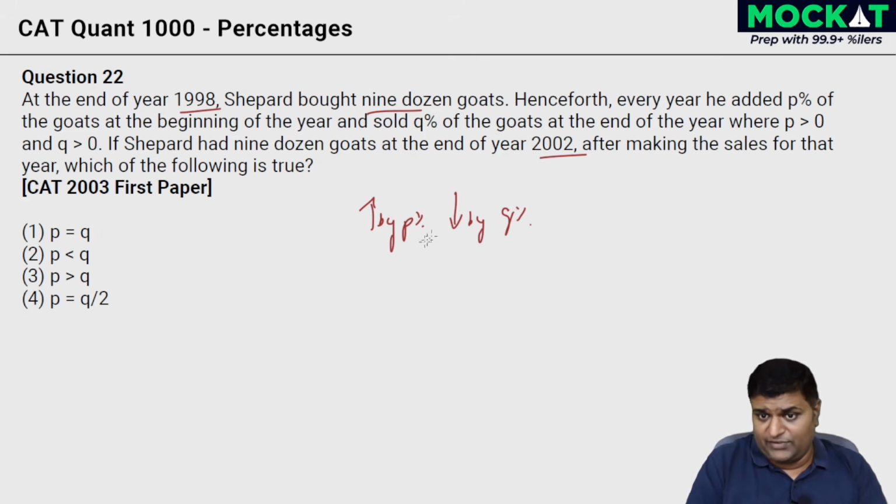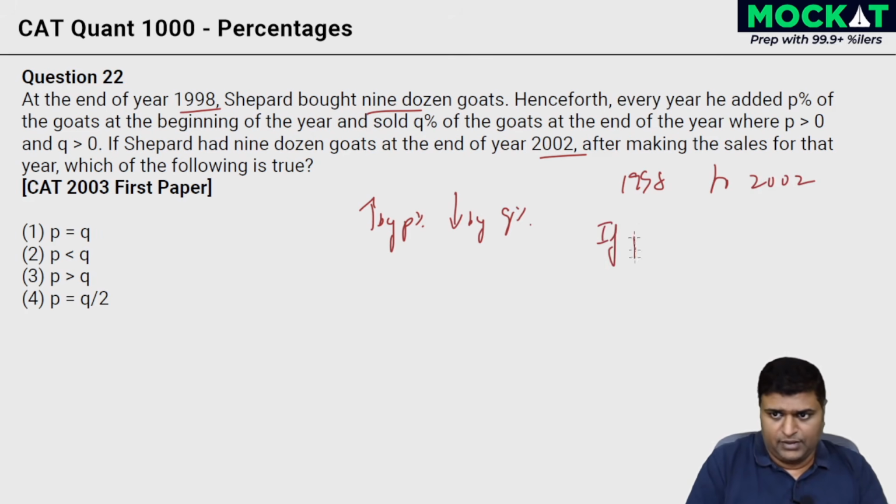That means after your increase and decrease, your number doesn't change, it remains the same, right? Every year it's going up by P%, then coming down by Q%. 9 dozen remains 9 dozen. There's no change to that. That's why it's the same from 1998 to 2022. After all the ups and downs, your number remains the same. So, which of the following is true?